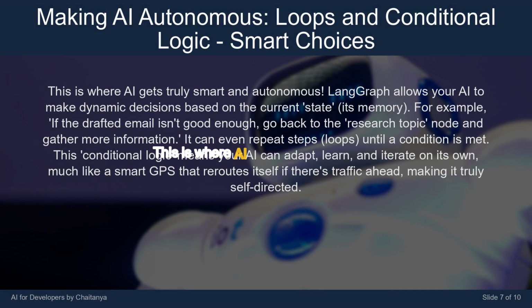This is where AI gets truly smart and autonomous. LangGraph allows your AI to make dynamic decisions based on the current state, its memory. For example, if the drafted email isn't good enough, go back to the research topic node and gather more information. It can even repeat steps, loops, until a condition is met. This conditional logic means your AI can adapt, learn, and iterate on its own, much like a smart GPS that reroutes itself if there's traffic ahead, making it truly self-directed.